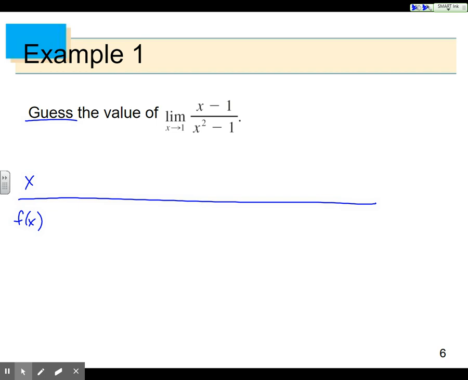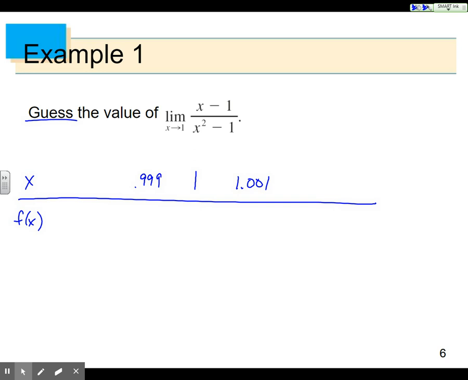And so whenever I make this table, I'm wanting to put whatever x is approaching right here in the middle. And on either side of that 1 that I put right there on that top x row, I'm wanting to put values that are close to 1. Well, what's close to 1?